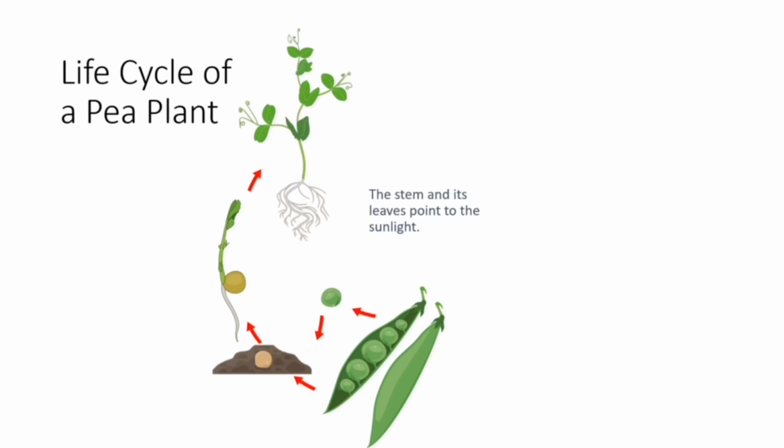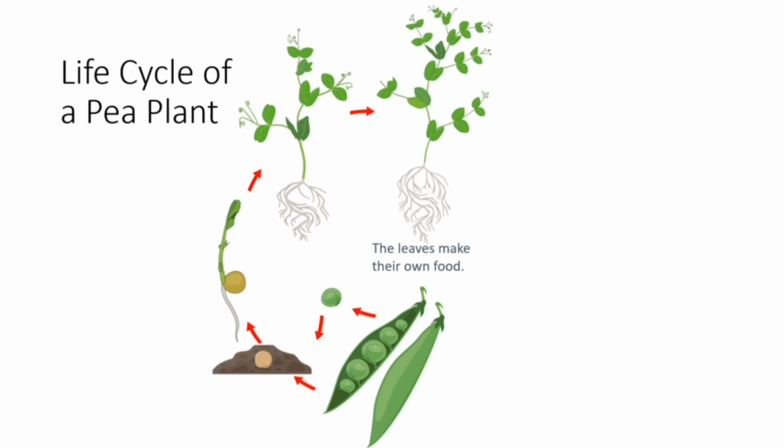The stem continues to get taller and taller, and the leaves unfurl. Remember, the stem helps the plant stand upright. It also has tiny tubes inside that transport water and nutrients from the roots to the rest of the plant. The stem and leaves reach for the sun. The leaves soak up the light and the air to make food for the plant. This process is called photosynthesis.